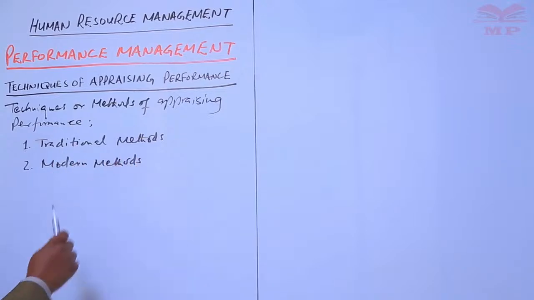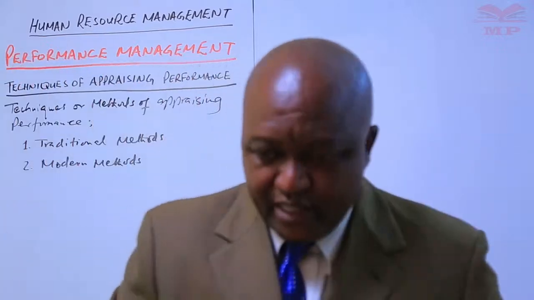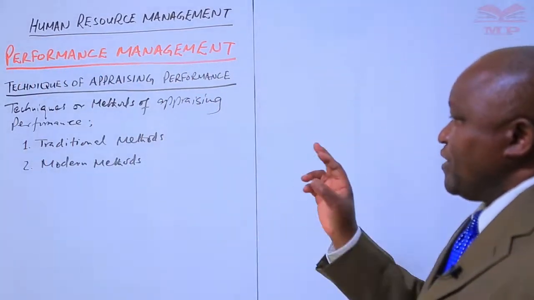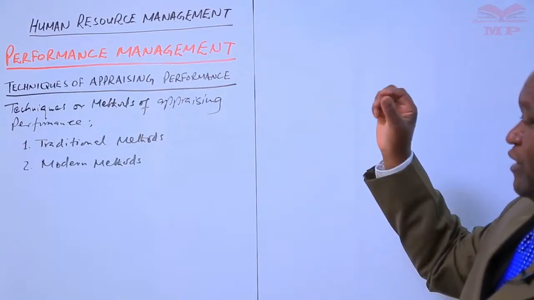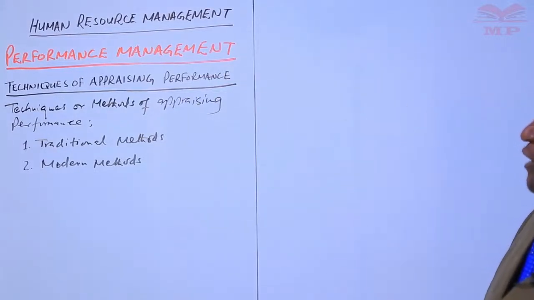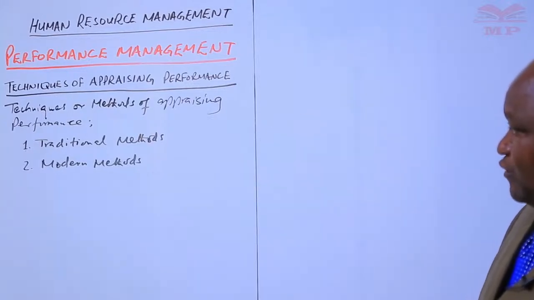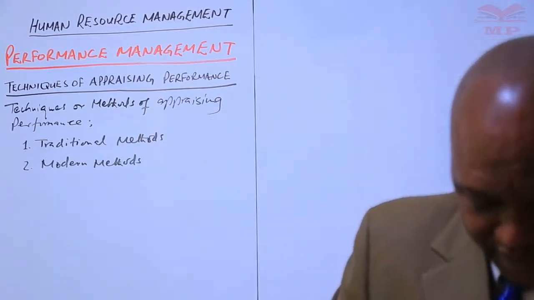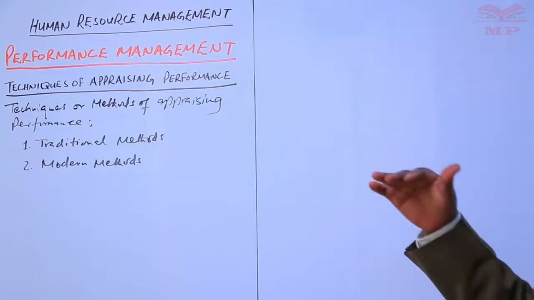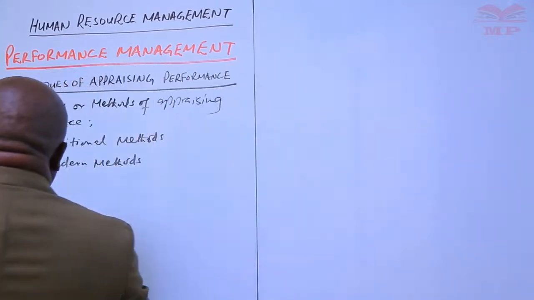So basically, learner, the difference between the two methods is in relation to the approach that is taken in relation to the method of appraising performance. So within the traditional methods, there are also approaches that are used, and also within the modern methods, there are also approaches which are used in appraising performance. So we can have a look at the traditional methods.